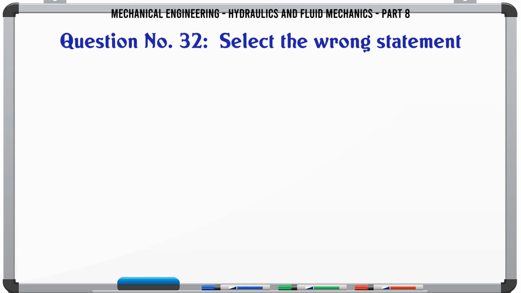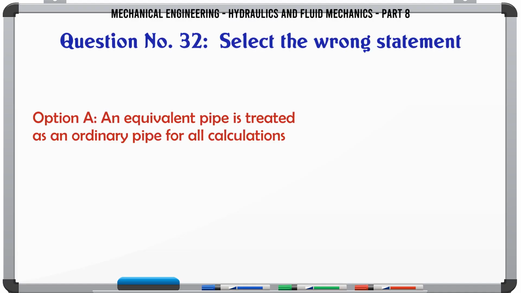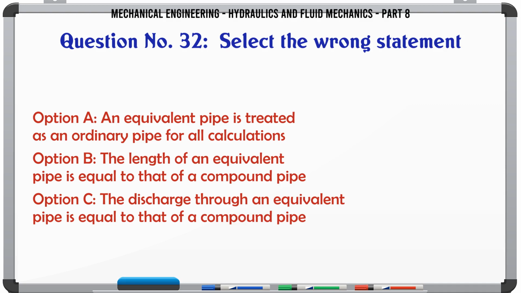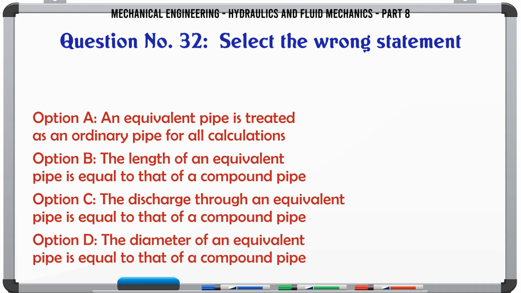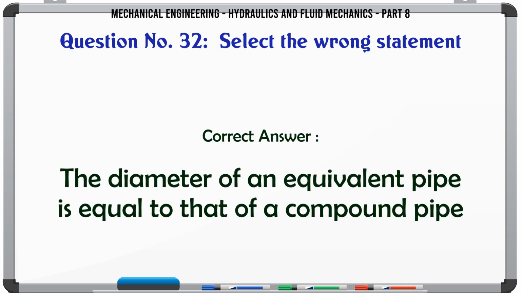Select the wrong statement. A. An equivalent pipe is treated as an ordinary pipe for all calculations. B. The length of an equivalent pipe is equal to that of a compound pipe. C. The discharge through an equivalent pipe is equal to that of a compound pipe. D. The diameter of an equivalent pipe is equal to that of a compound pipe. The correct answer is the diameter of an equivalent pipe is equal to that of a compound pipe.